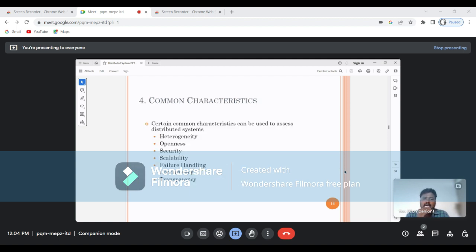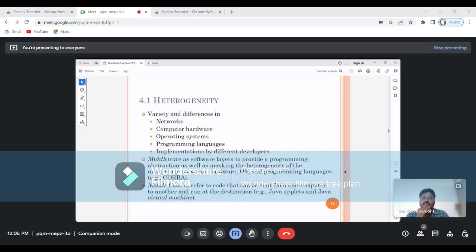Some of the important characteristics we are going to discuss here, we can also say, are the design issues involved in the distributed system concept. They involve heterogeneity, openness, security, scalability, failure handling, concurrency, and transparency.